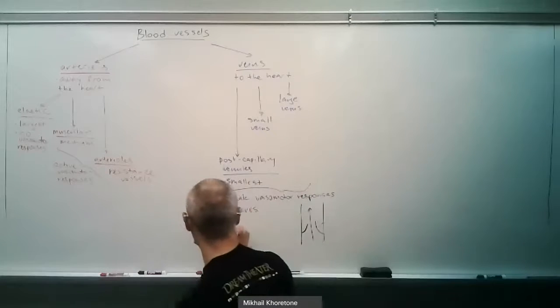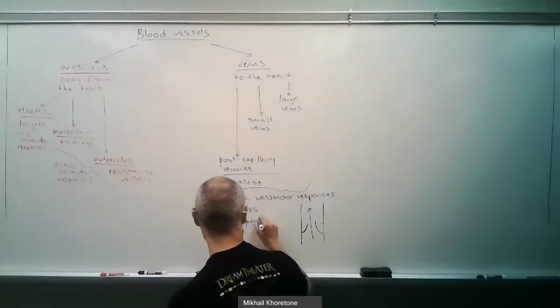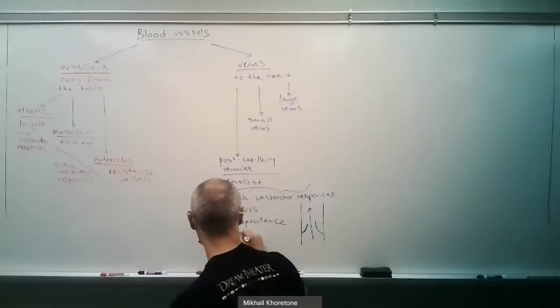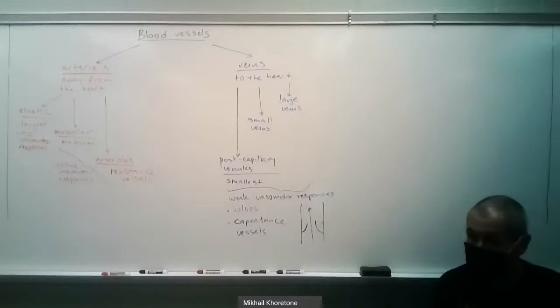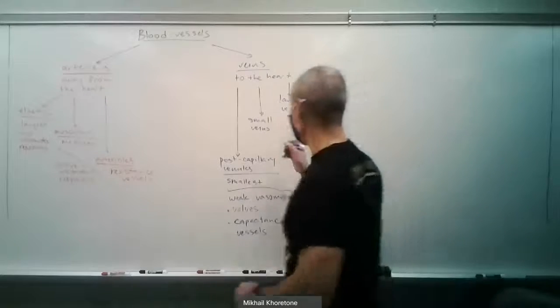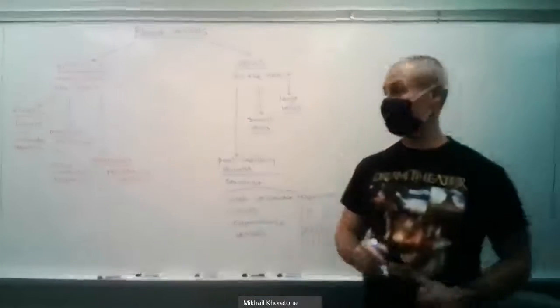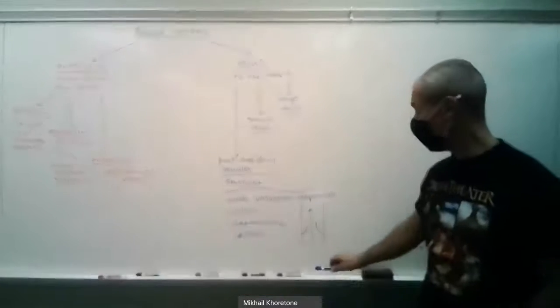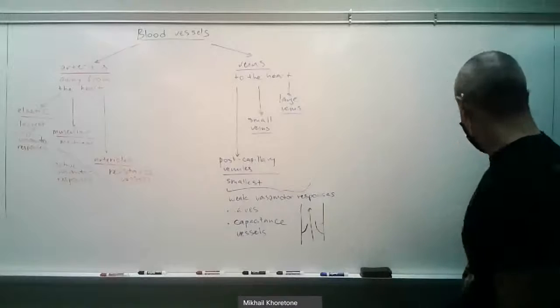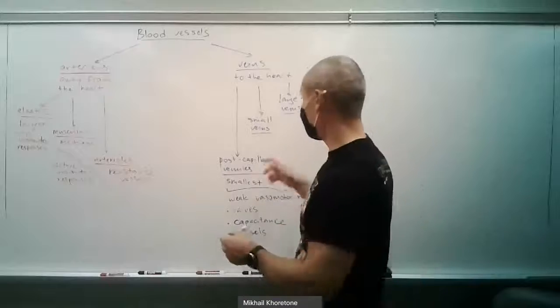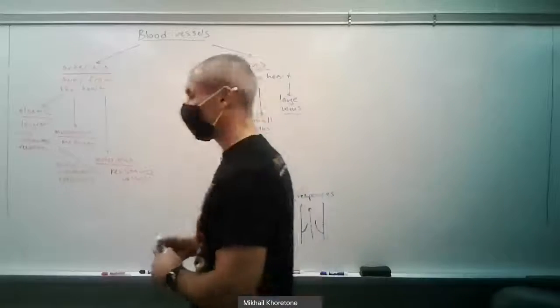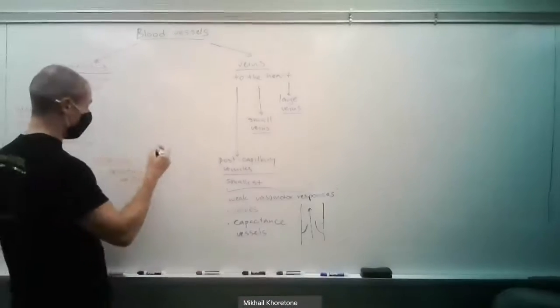And the third feature of veins is they are capacitance vessels. Okay? Meaning that at every given moment, 60% of blood in your body is in the veins. Does that make sense to you? This is what it means, capacitance vessels. Questions? And we're going to talk about pressure. Let's leave pressure. Okay. Capillaries.